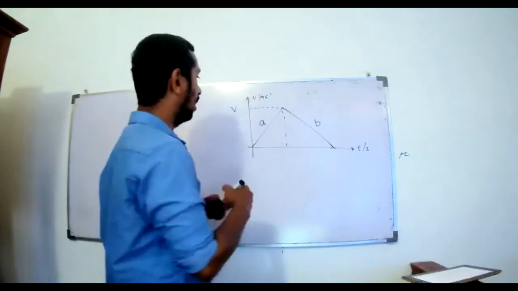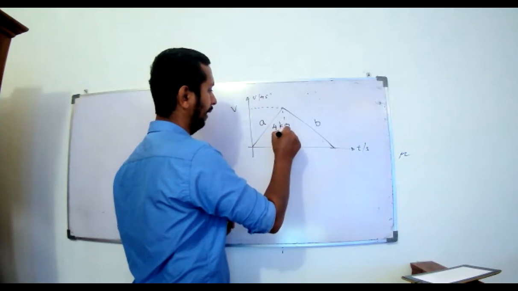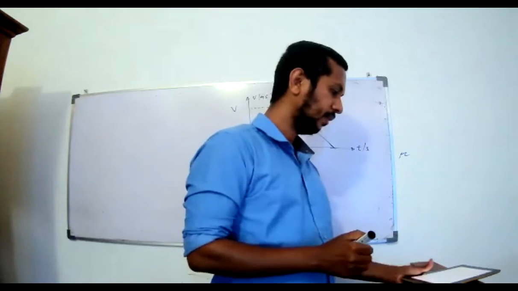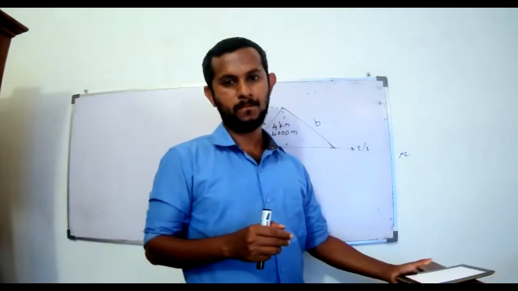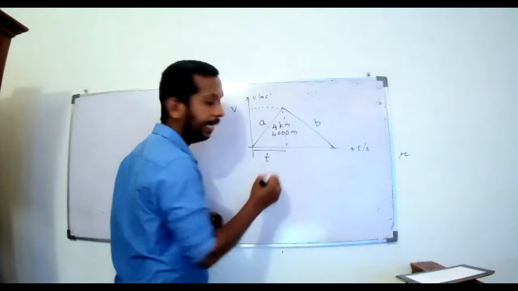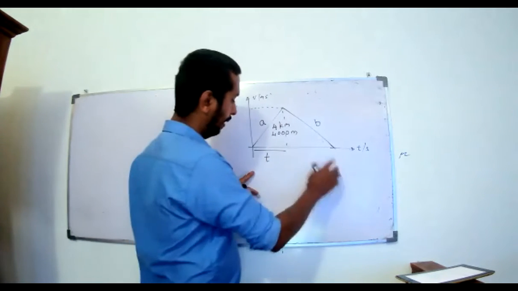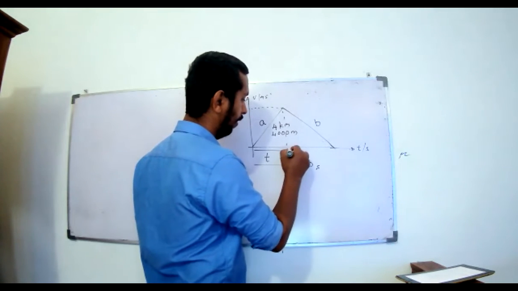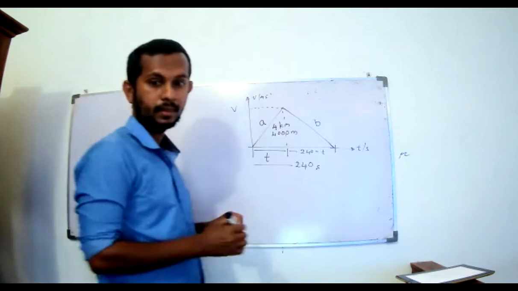Therefore, the area under this graph is how much? 4 kilometers, but I'm going to write it as 4,000 meters because I have to write in SI units. And the time taken by the train is 4 minutes. Let the travel time during acceleration be T. Total time is 4 minutes, meaning 240 seconds, so the remaining time will be 240 minus T, right?